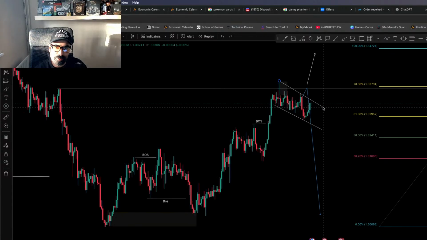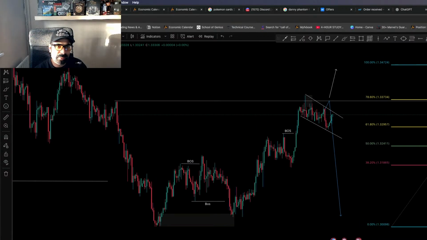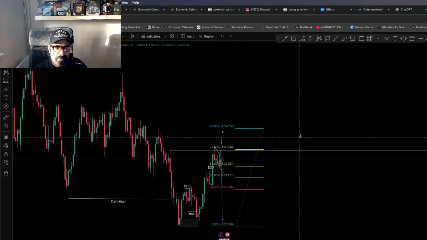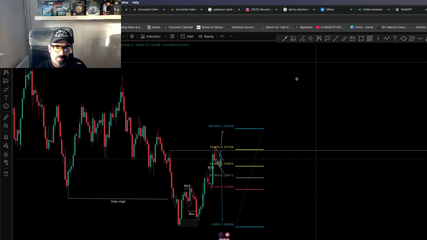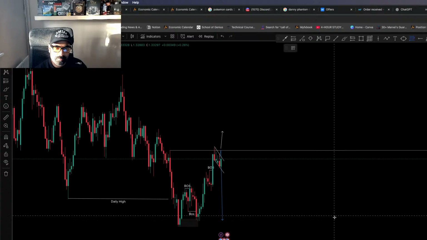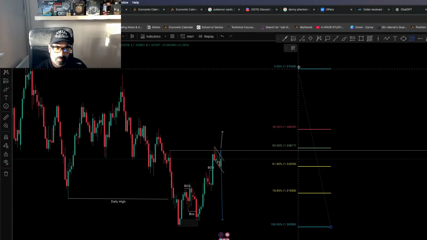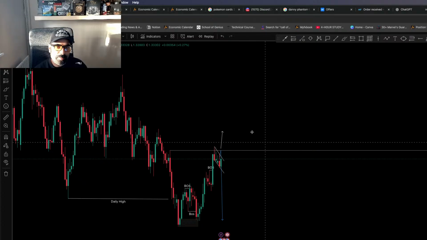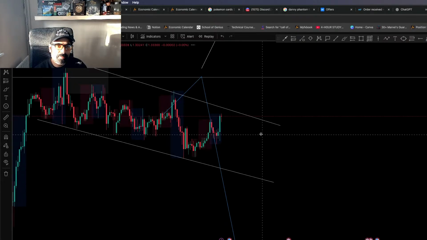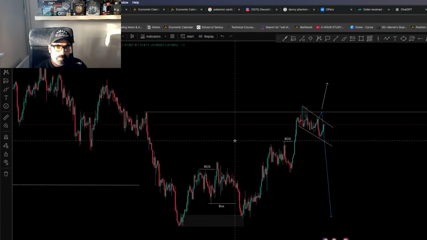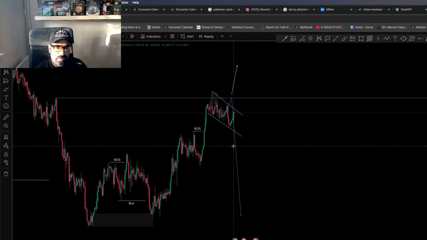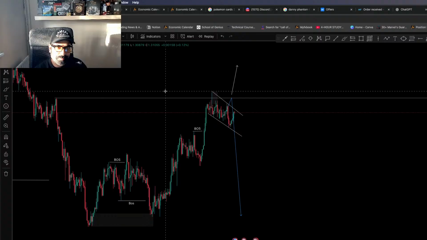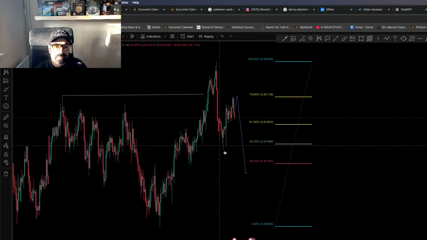For now, but obviously what I'm looking at is from there to low, so 78.6. But yeah, fibs are not matching at the moment on this one. I don't know. I'll leave that one. Then you got this one.